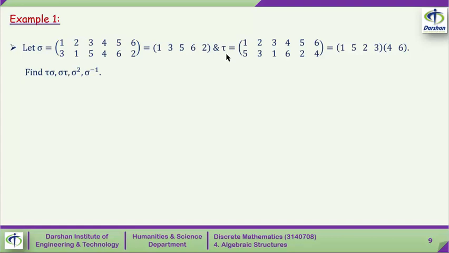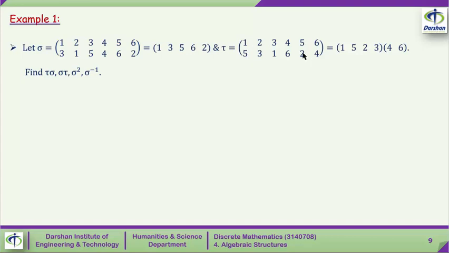And tau is defined as 1, 2, 3, 4, 5, 6: 1 goes to 5, 2 goes to 3, 3 goes to 1, 4 goes to 6, 5 goes to 2, and 6 goes to 4. So it is also written in cycle form that 1 goes to 5.